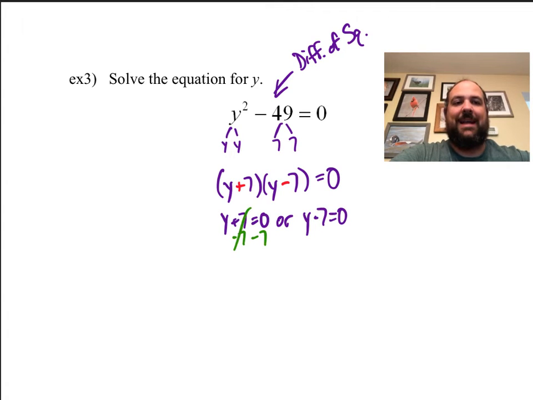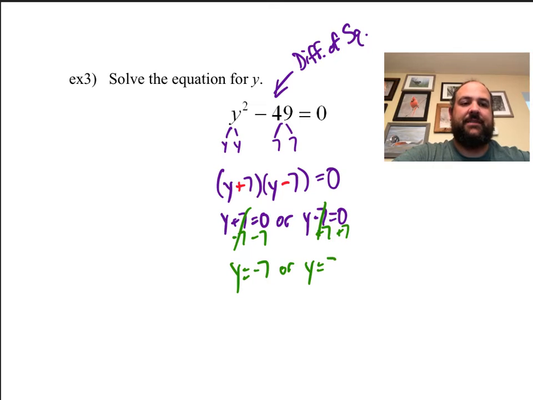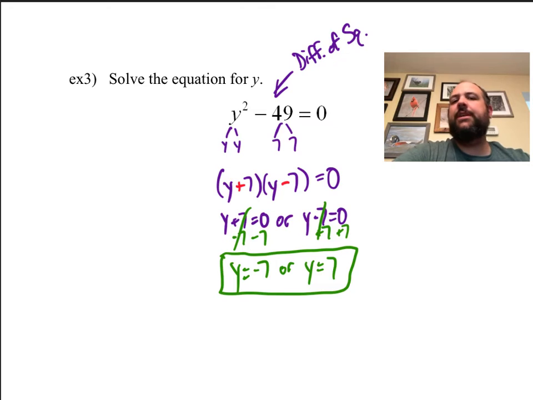First equation, I would subtract the 7. I get y equals -7. Or, in the second one, I would add the 7. I get y equals +7. There's my two solutions. And I'm just going to do my check mentally in this case, because I would be plugging in -7 or 7 in for the y. So if I took -7 squared or 7 squared, they both would give me 49. 49 minus 49 is definitely 0. There's our answer. Let's move on to the next example.